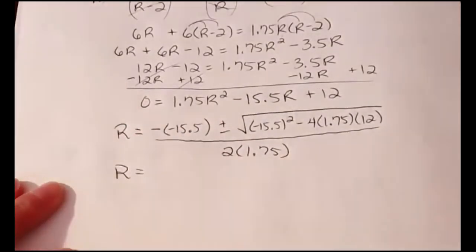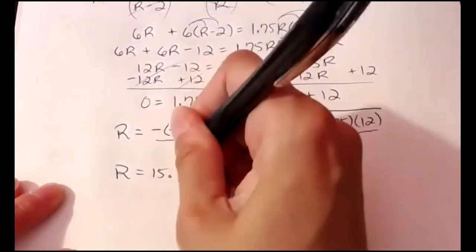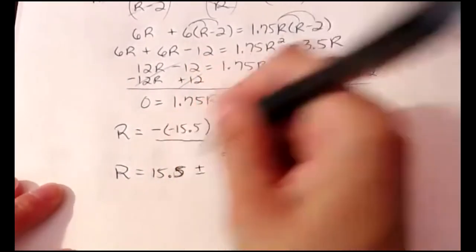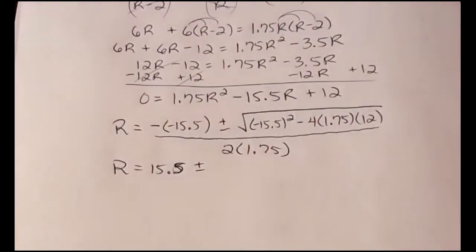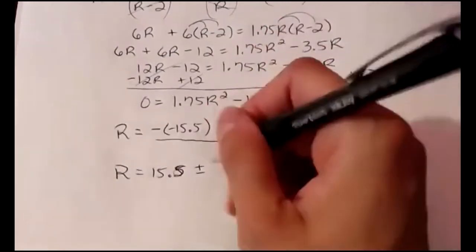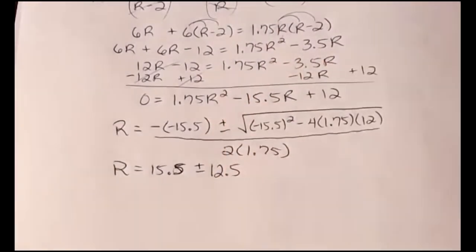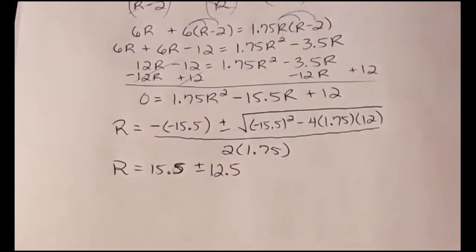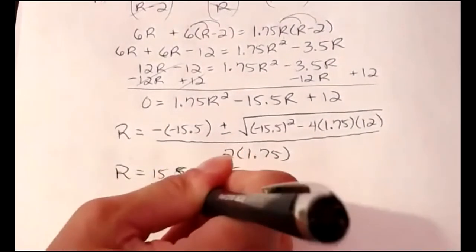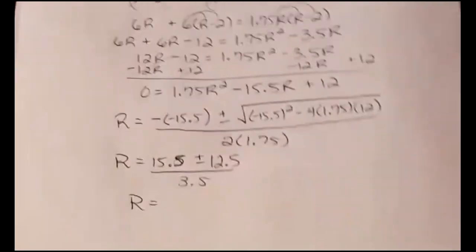Anytime I see problems like this, I'm like, yes, I don't really have to do too much except plug it into my calculator and see what value I get. So the square root of negative 15.5 squared minus 4 times 1.75 times 12. And it's the square root of that entire expression. When you plug in this entire expression, you'll get 12.5. 2 times 1.75 is 3.5. So let's find both answers for R and see what happens.